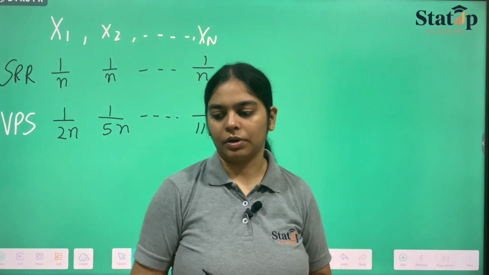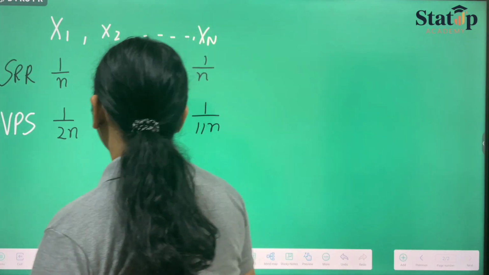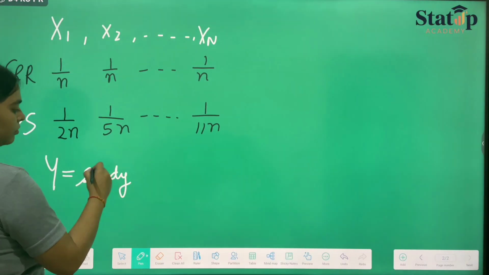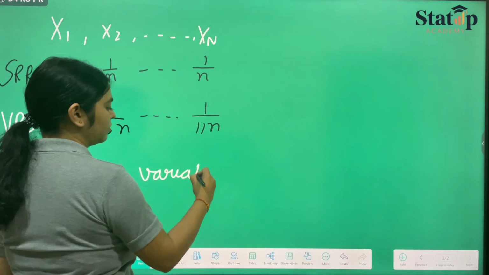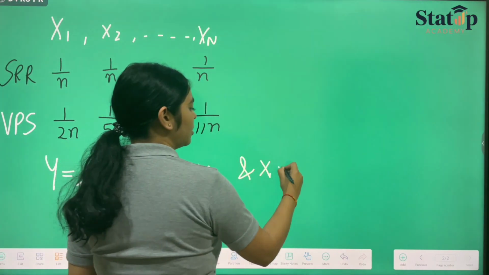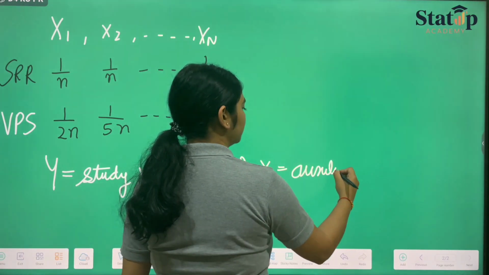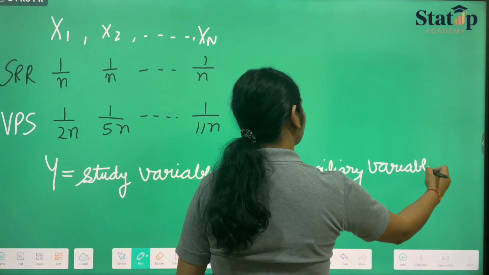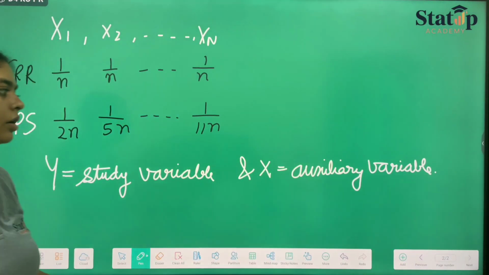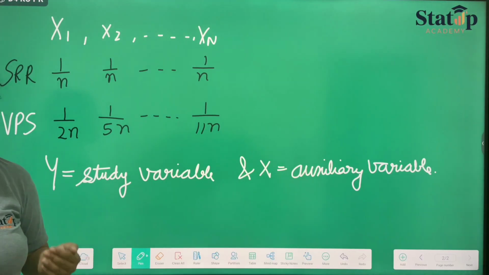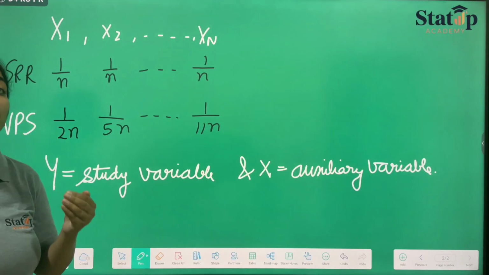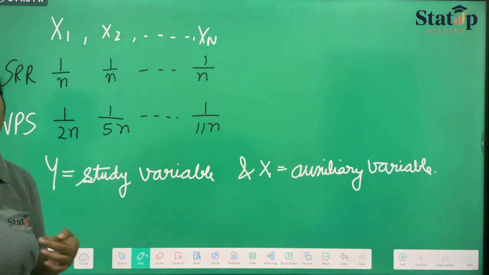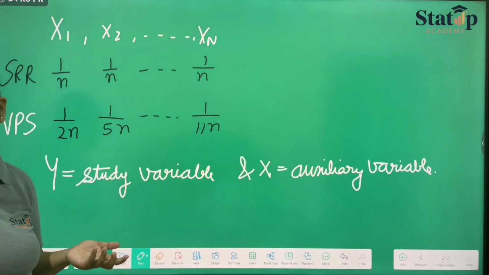Now varying probability sampling is considered on y. Y is our study variable, and x is our auxiliary variable. So the study is conducted on y, where x is the auxiliary variable, and the selection depends on the auxiliary variable, which has different probability of selection as compared to simple random sampling, which we were doing previously.